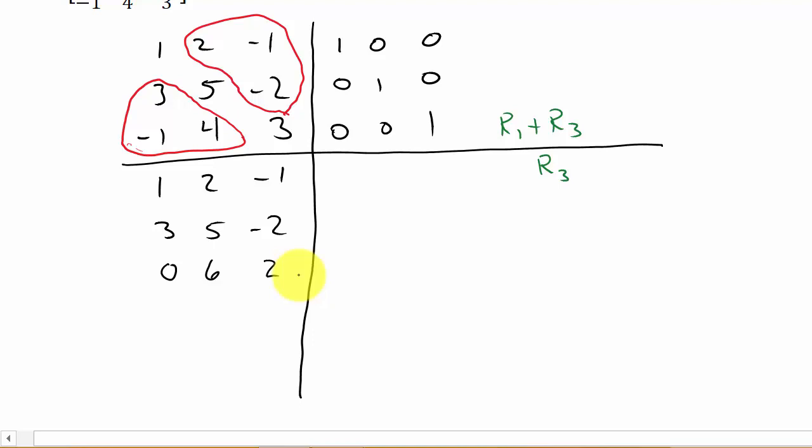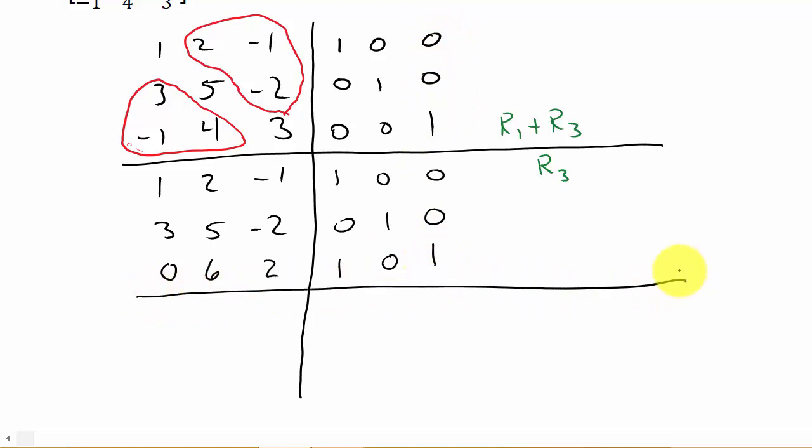Now we have to perform the same row operations on the identity matrix. I'm replacing row 3, so I'm going to write the other two rows down. Now I'm going to do row 1 plus row 3. So 1 plus 0 is 1, 0 plus 0 is 0, and 0 plus 1 is 1.